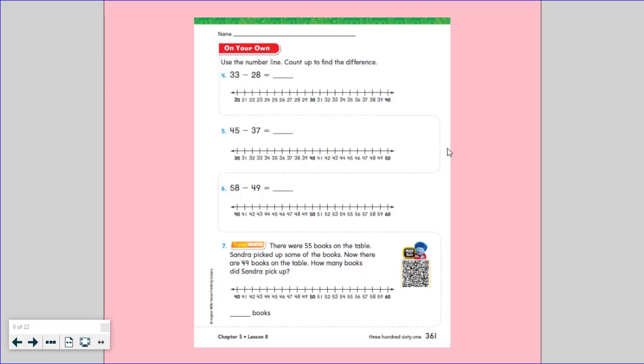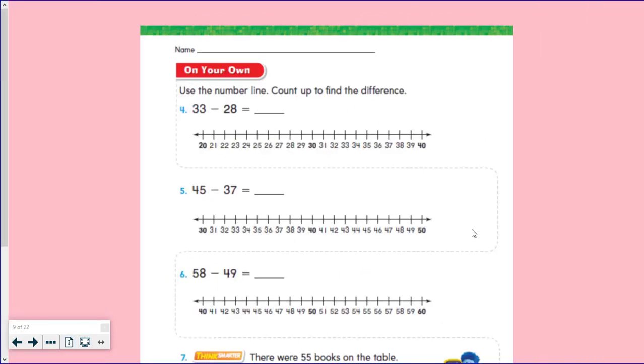All right, so here's what I came up with. I'm going to go a little bit faster. We've had some practice. So this time I'm going to start at 28. I'm going to go to 30. And then I'm going to go to 33. So that's 2. And that's 3. So the difference is 5.